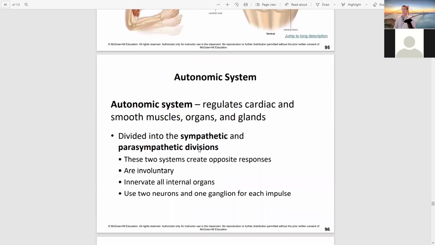So the autonomic system regulates cardiac and smooth muscles, organs, and glands. It's divided into the sympathetic and parasympathetic divisions. These two systems create opposite responses. They're both involuntary and they innervate all internal organs, and they use 2 neurons and 1 ganglion for each impulse.